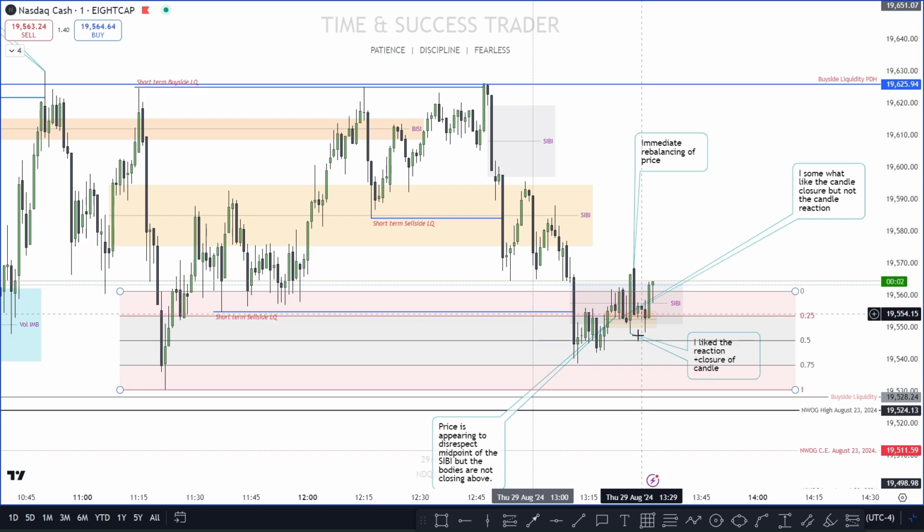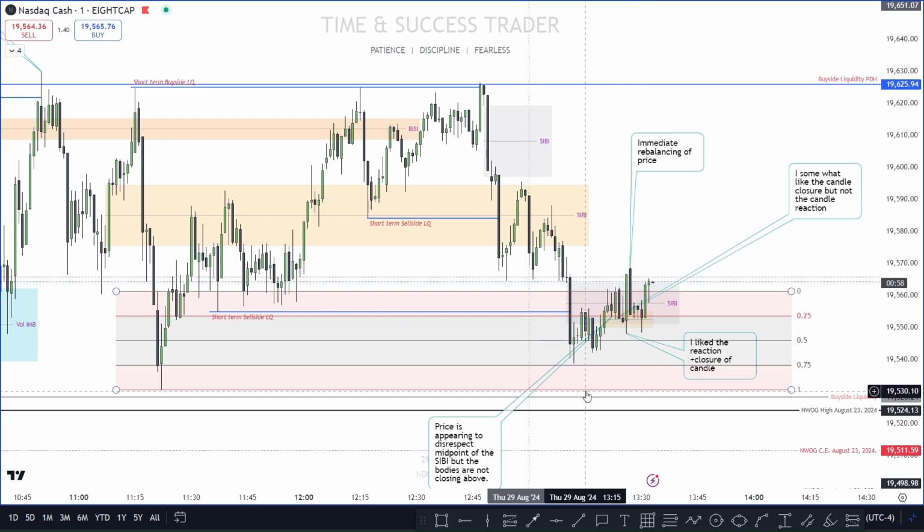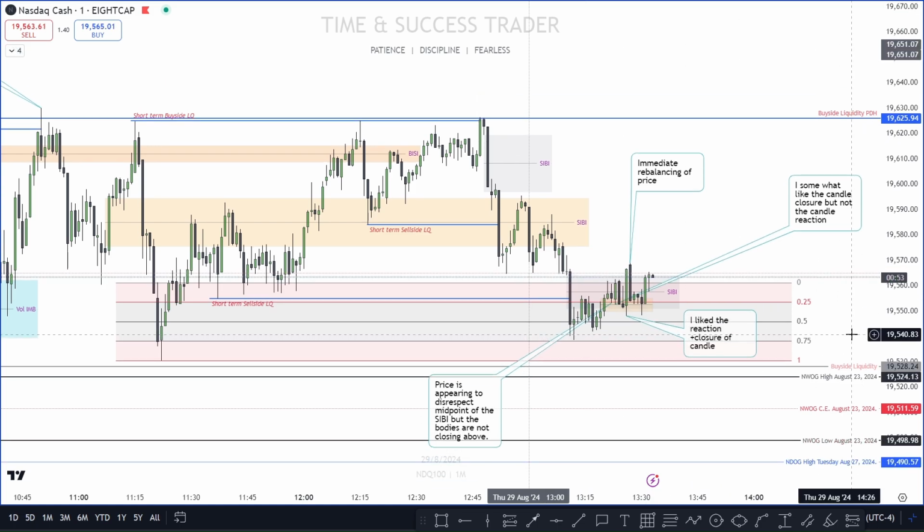I'd like to see a low being purged before I'm interested in the buy. For now, since I'm willing to go to buy, I will just have to wait for a low to be purged.